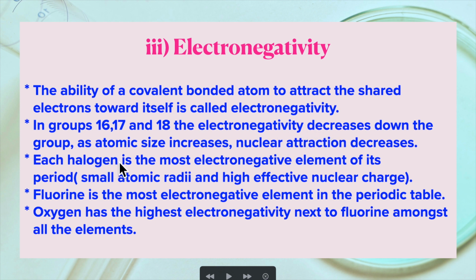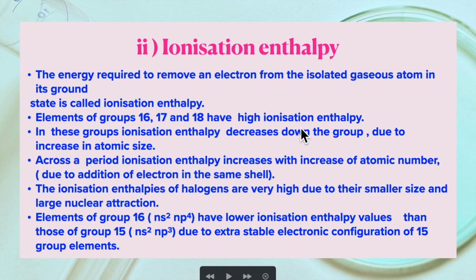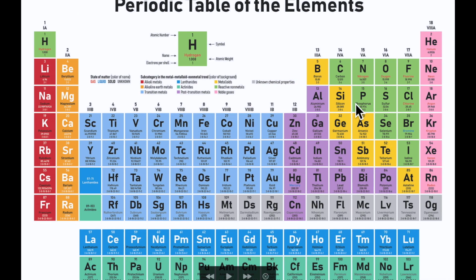Now, each halogen is the most electronegative element of its period. Each halogen, if you consider the halogen of the same period.